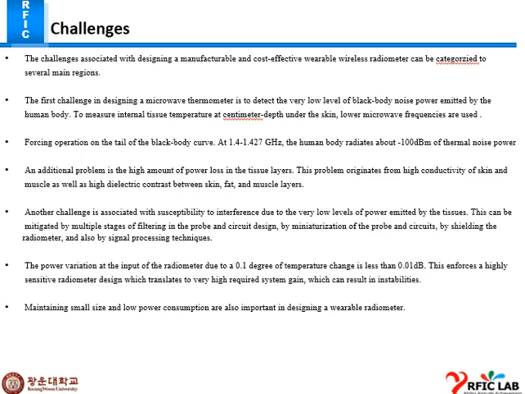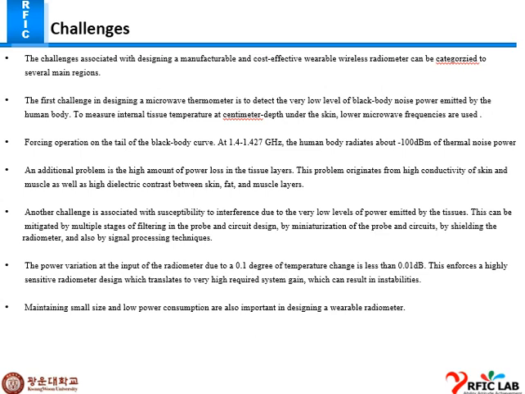temperature at centimeter depth under the skin, lower microwave frequencies are used, forcing operation to the tail of the black body curve at 1.4 to 1.427 gigahertz. The human body radiates around minus 100 dBm of thermal noise power.